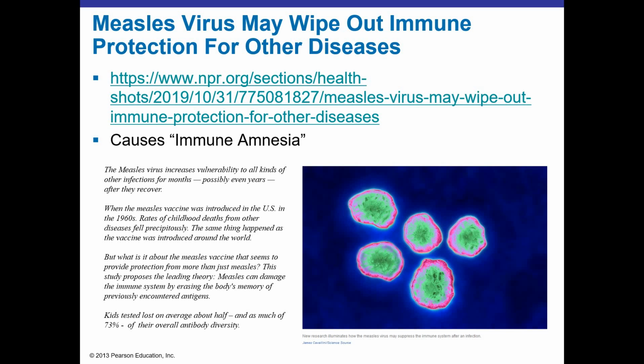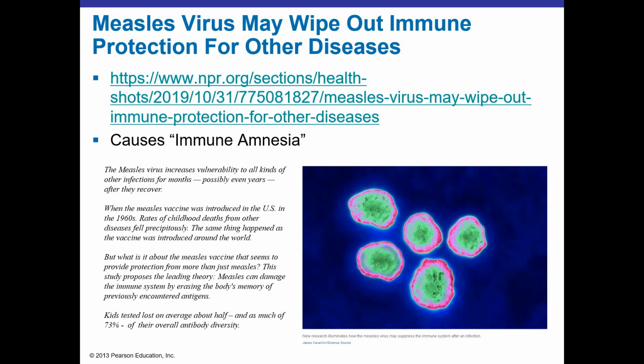When the measles vaccine was made and introduced in the 1960s, the rate of childhood death actually fell precipitously, more than what you would have expected just from protection from measles as well. So they theorized that the vaccine was actually helping to protect from some of these other diseases. Because when you get the measles, apparently it is causing the antibodies to be lost. So they found when they looked at children that had been tested after having the measles, that on average they lost about half, if not as much as 73% of their overall antibody diversity.